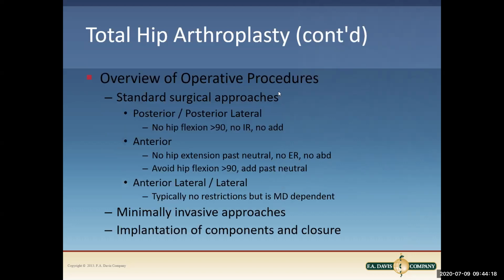We talked briefly about these surgical approaches, right? We have posterior or posterior lateral: no hip flexion past 90, no internal rotation, no adduction. Anterior, we talked about no hip extension past neutral, no ER, and no abduction. A lot of times they'll also add hip flexion restrictions depending upon what they want there, just so that you don't pinch off that surgical site on the anterior side.